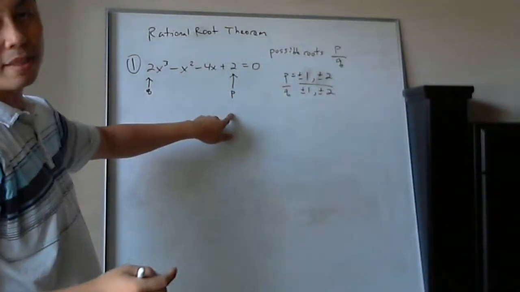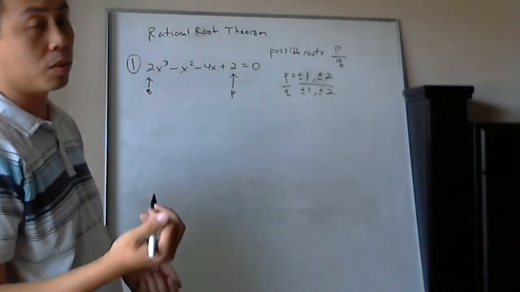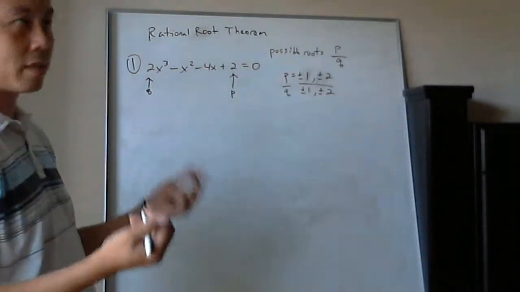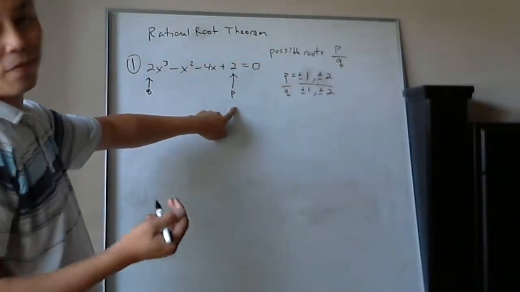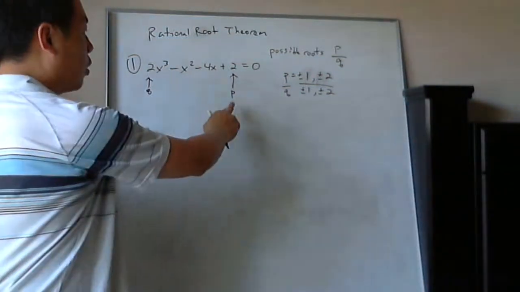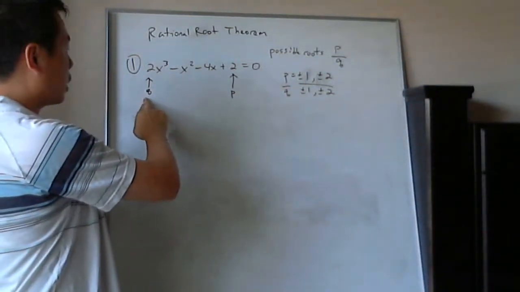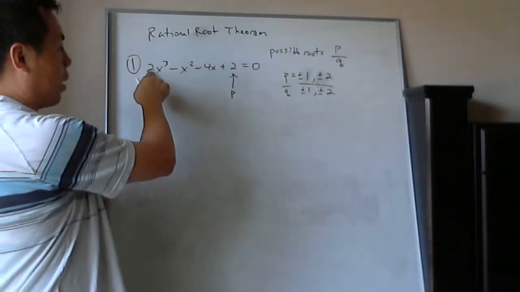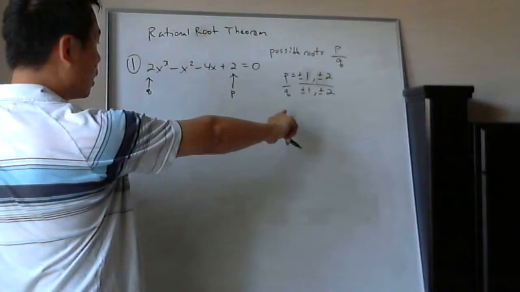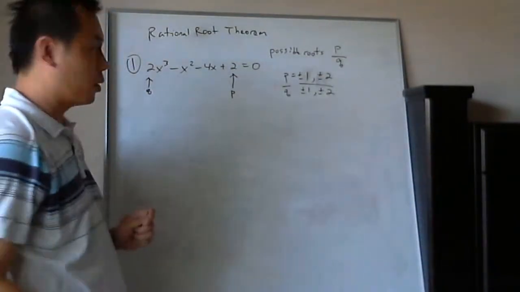So let's say if p was 6, then you would have positive negative 1, positive negative 2, positive negative 3, and positive negative 6. So basically it's all the factors of p. Over here is the same thing. q is the coefficient of the largest power, which here is 2, so all the possibilities for q would be positive negative 1 or positive negative 2.